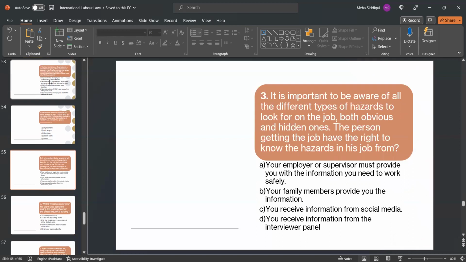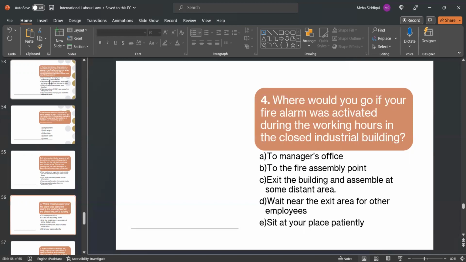MCQ number 3. It is important to be aware of the different types of hazards to look for on the job, both obvious and hidden ones. The person getting the job has the right to know the hazards in his job. The employer or supervisor must provide you with the information you need to work safely. Your family members provide you the information. You receive information from social media or from the interview panel. A, yes, A is the right option.